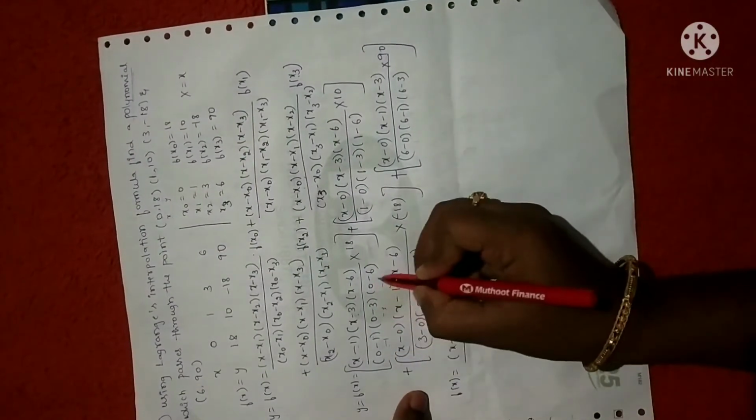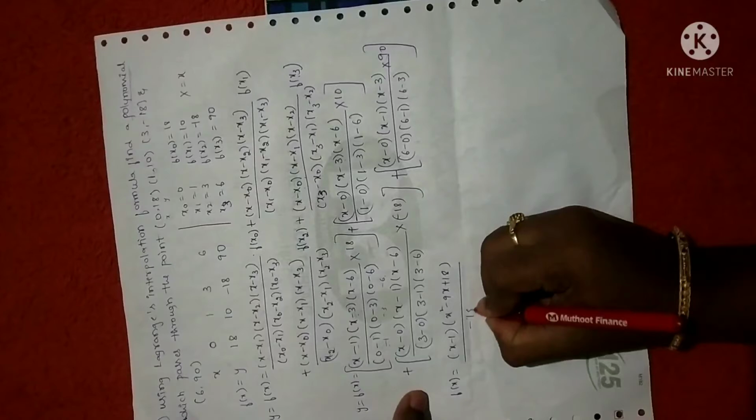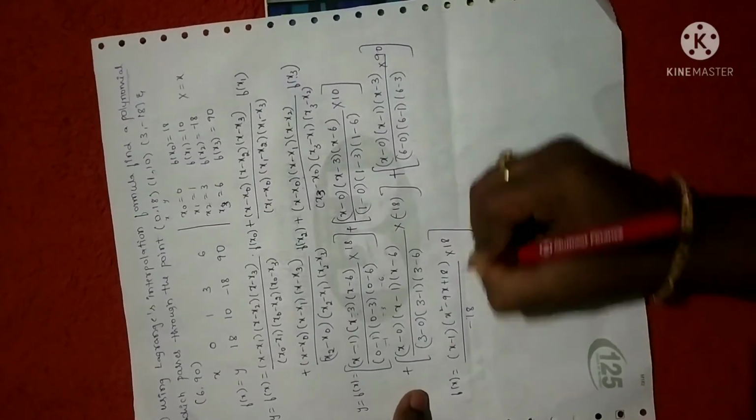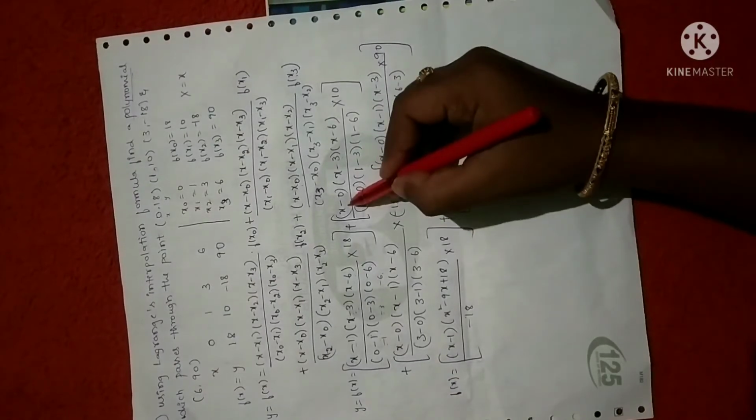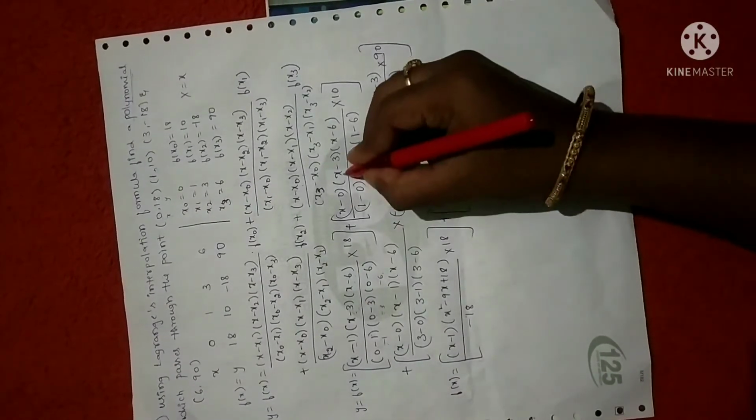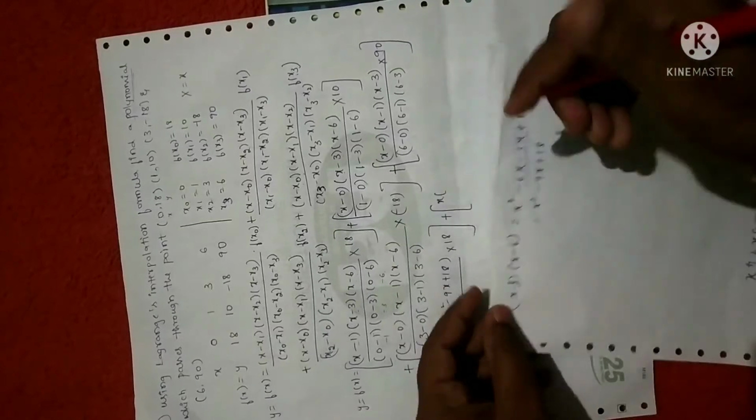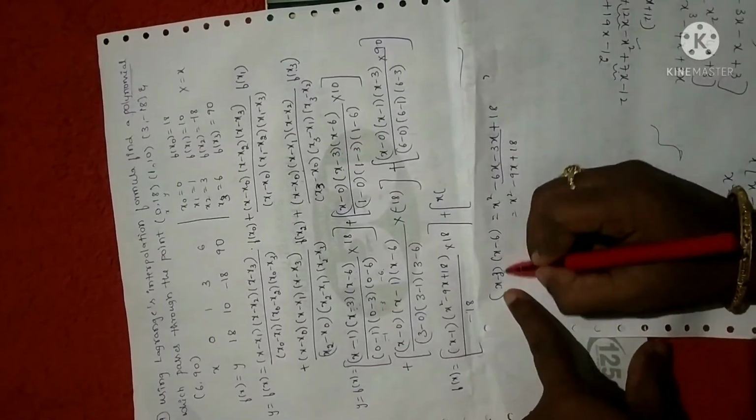Minus 3 times minus 6 is 18, so you will get minus 18 into 18. Now similarly let me simplify the next term. So here x minus 0 is x as it is. Now x minus 3 into x minus 6, I'll do it here. Just now I have done that, no.